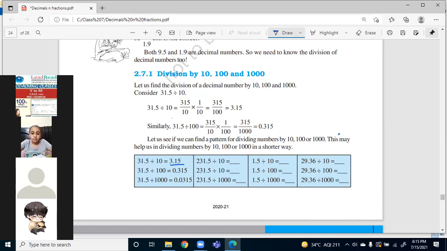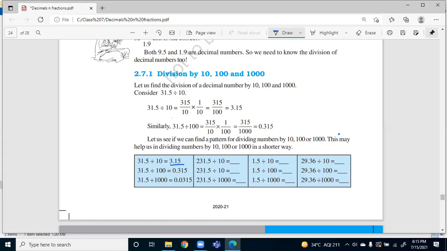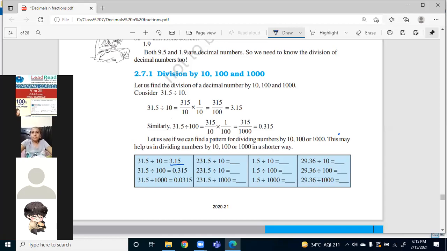Okay, so if I divide 31.5 by 100, then decimal will move towards left direction 2 places. So it will be 0.315. If I divide 31.5 by 1000, then decimal will move 3 places towards the left direction. So 2 places will be covered by 3 and 1, and I have to put 0 additional. So the answer is 0.0315. So now I am giving the remaining of the table to complete it yourself.